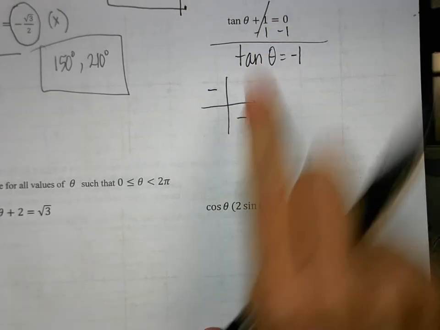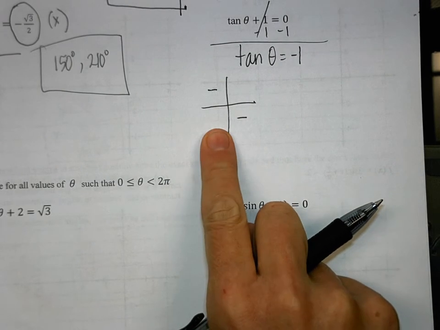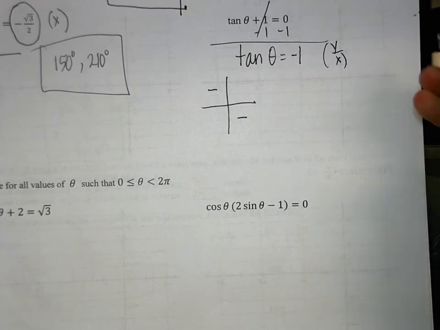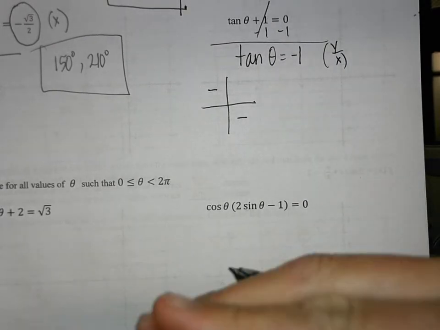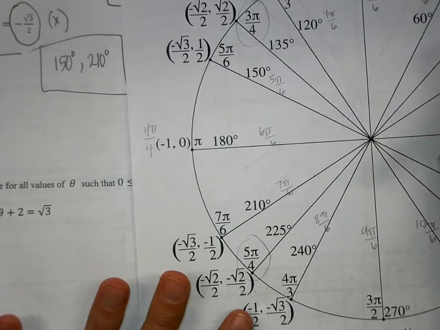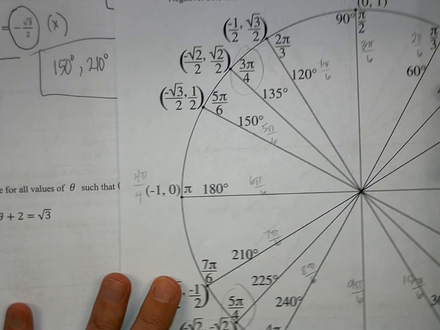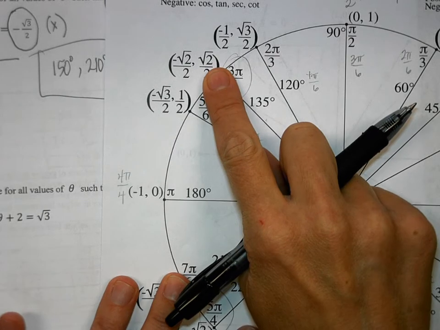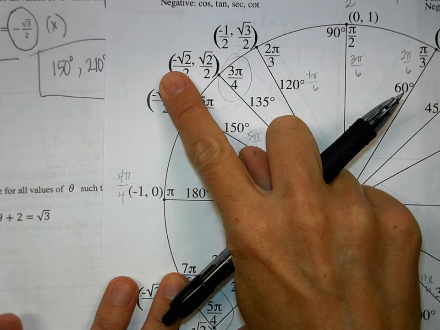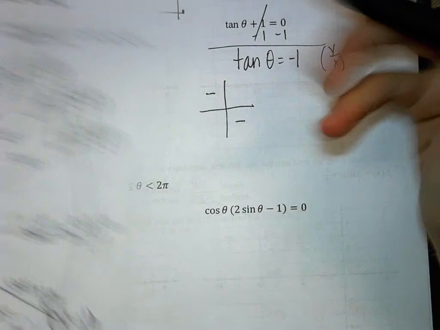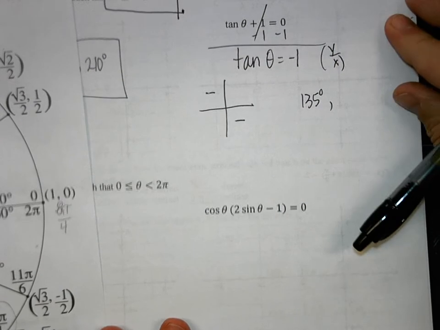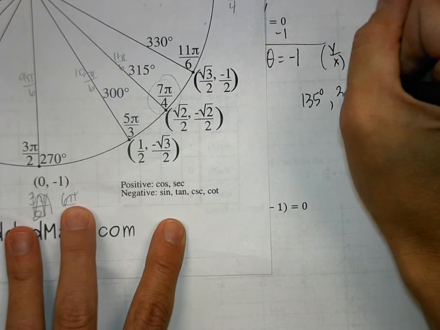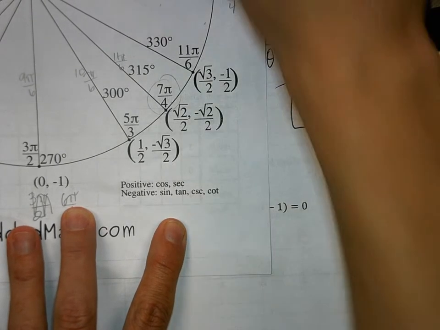Because remember down here, this is a negative, which ends up making a positive because tangent is y over x. Okay, so putting a y value over an x value, which one of these would end up reducing to be negative 1? 135 degrees is correct, because root 2 over negative root 2 would reduce to be negative 1. So 135 degrees. And then the other one, our other degree would be what? Okay, any questions?